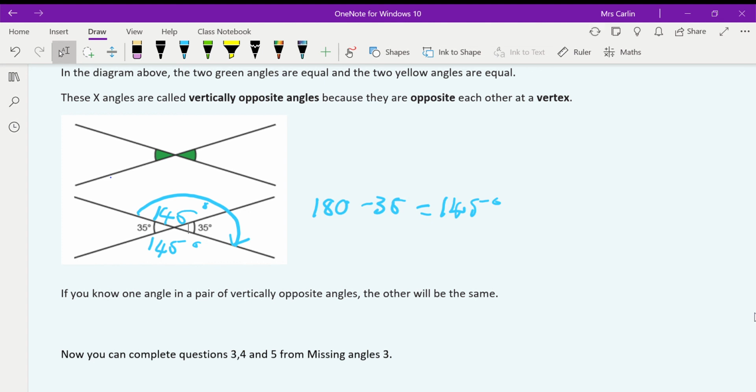So just to summarise what we've done over the last few lessons, the main things that we need to remember: complementary angles add to give us 90, supplementary angles add to give us 180, angles around a point will add to give us 360, and finally, vertically opposite angles are the same.